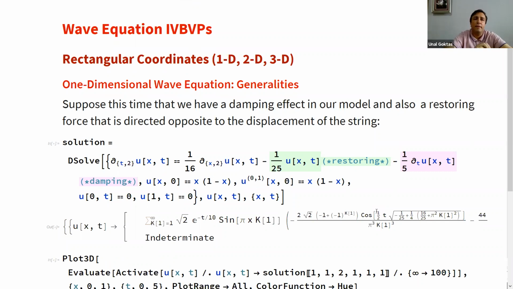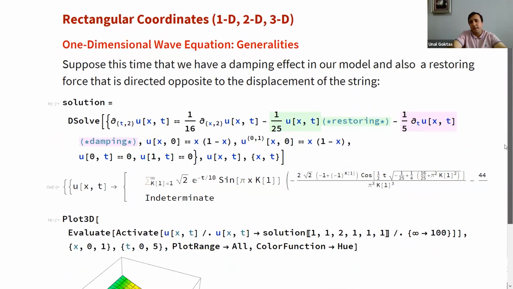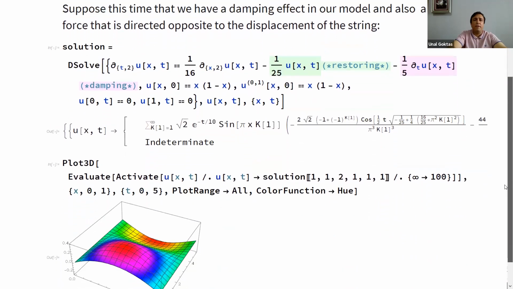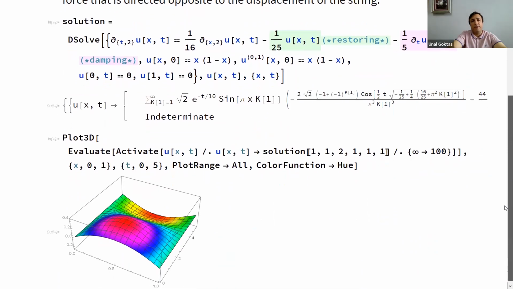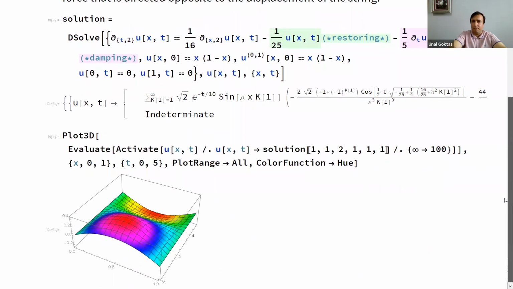Similar to heat, we will be starting with rectangular coordinates. And the first one is the one-dimensional wave equation, but this time we have a general type wave equation with restoring terms. This is the restoring term, and this is the damping term. So the solution, as expected, is an infinite sum. And if you plot, the solution will look like this.